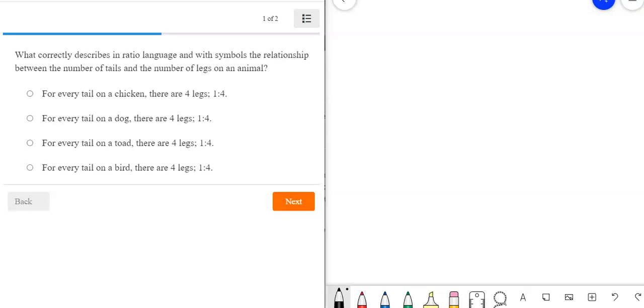So, what correctly describes in ratio language and with symbols the relationship between the number of tails and the number of legs on an animal? So, it asks you the number of tails. There's one tail, and there are 4 legs. This goes for a dog.